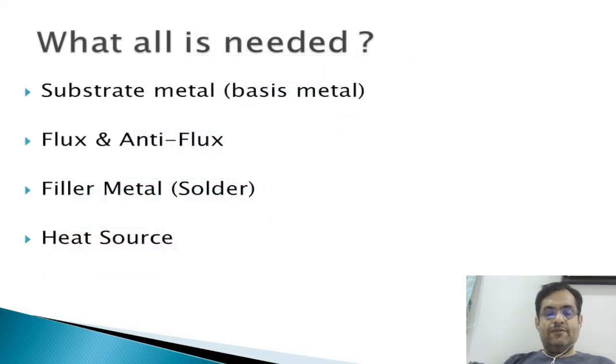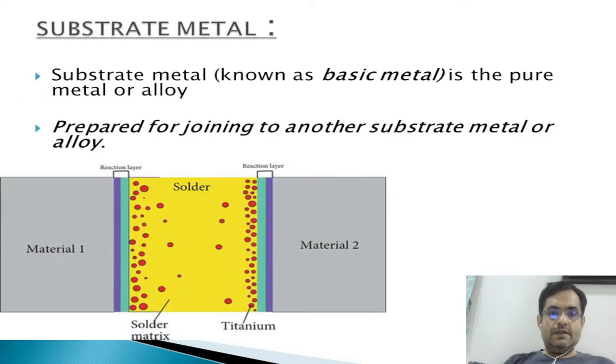So what all is needed for soldering? First, we need a substrate metal, also called a basic metal, flux and anti-flux, filler metal or solder, and a heat source. So what is substrate metal? Substrate metal, also known as a basic metal, is a pure metal or alloy. It is prepared for joining to another substrate metal or alloy. In the figure you can see that material 1 or material 2 can be same or different, and they can be joined together with the help of a solder.